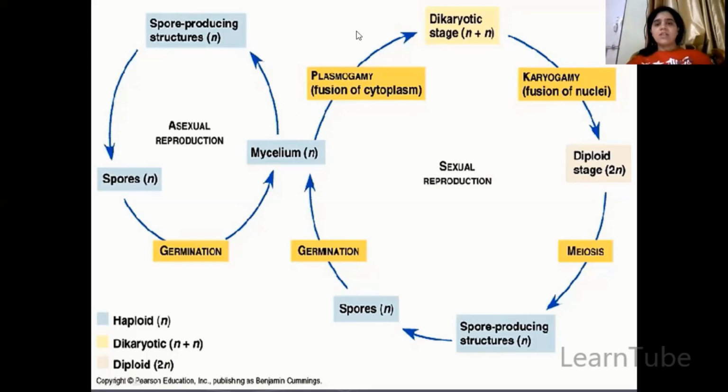So this cycle where 2N is involved, that is, two sets of chromosomes are involved, is called sexual reproduction. And if a single set of chromosomes is involved, then it is asexual reproduction.